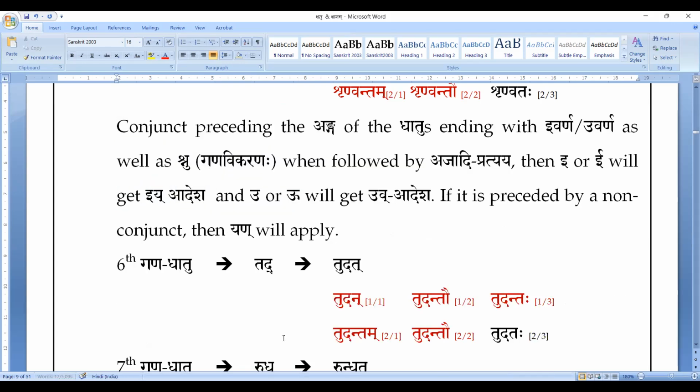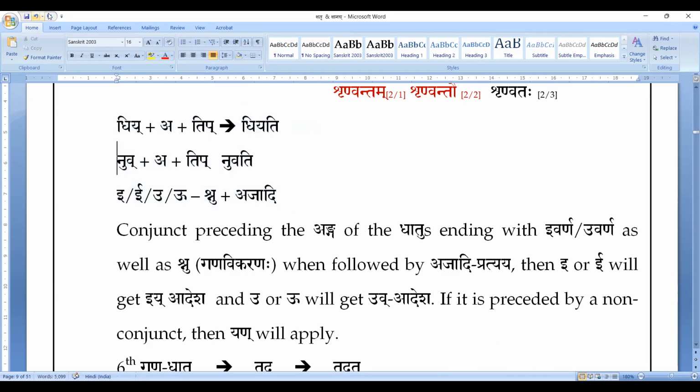So, Guruji, that nu you said, is it short nu or long nu? The dhatu is nu or nu? The dhatu is nu, long. But the long or short doesn't matter. Anyway, it is the nu dhatu, the ukara dhatu. See, then there it is not preceded by a conjunct consonant. So why then is that? How is it coming there? No, it doesn't have a conjunct.